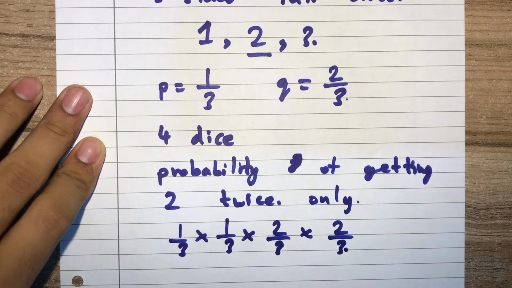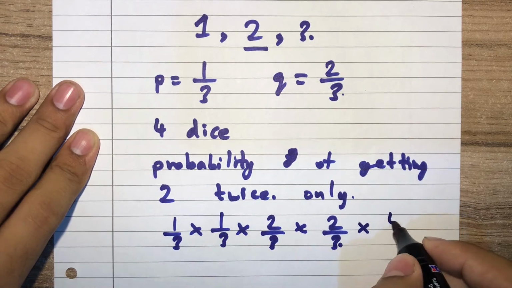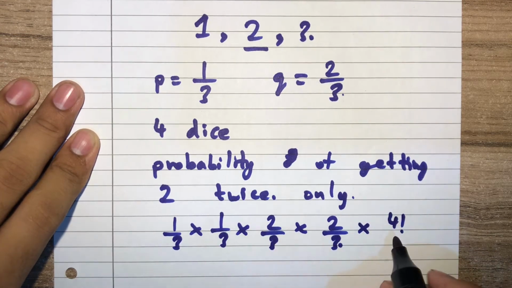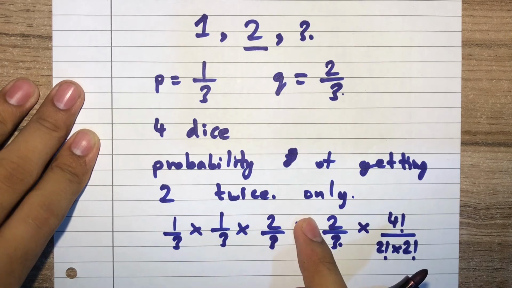Now we can arrange this in different possibilities. Maybe you get 1 or 3 on the first dice, or you get 1 or 3 in the second dice. So we'll multiply this by 4 factorial because there are 4 of these, and divide it by 2 factorial times 2 factorial because this is repeated twice, so that's why 2 factorial. This is repeated twice, so 2 factorial. So this will give us the probability of getting 2 twice only.